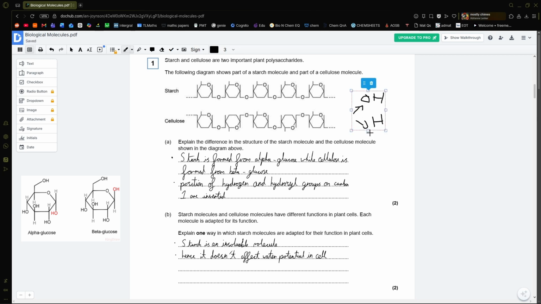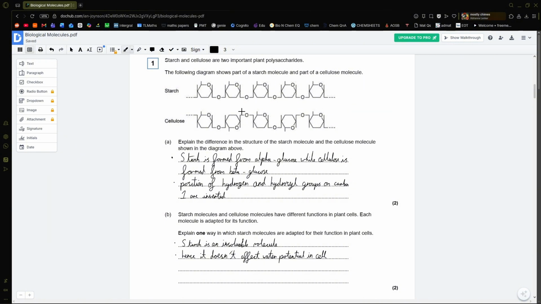That's the only difference between alpha and beta. They still have everything else the same, apart from this little bit which changes. And that means the monomer itself has to flip, which is why it's like this. That sounds really confusing. I'll probably cut bits of it out.